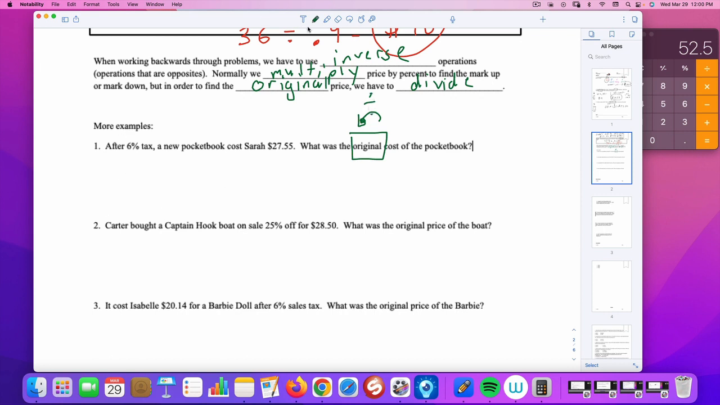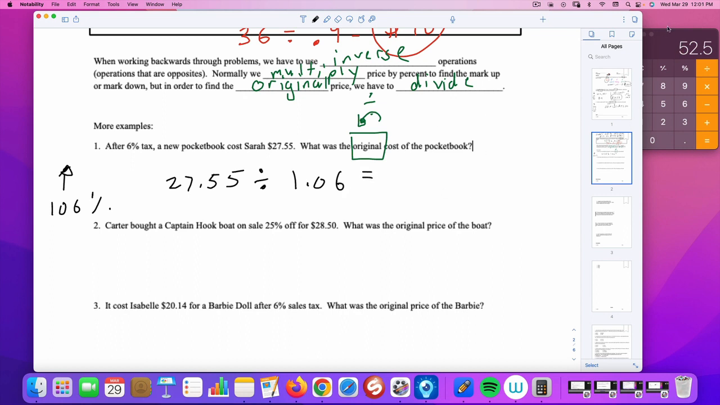Instead of multiplying, I divide. After 6% tax, you should mark up, and that would be 106%. $27.55 was the total after the markup. Should the price be higher or lower than $27.55? What do you think, Jameson? I think it should be lower since it's a markup and we're going back to its original price. Correct. Let's check it out to see if it's lower. You're going to divide by 1.06 and get your answer.